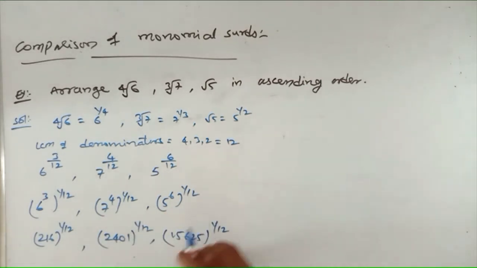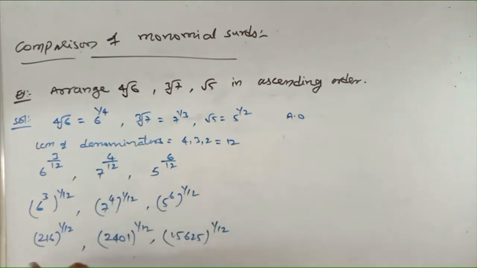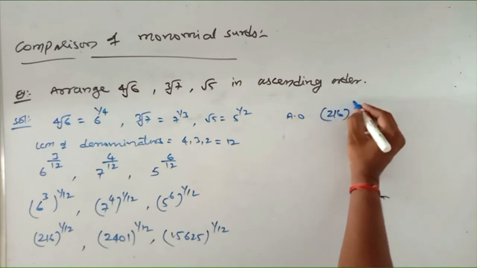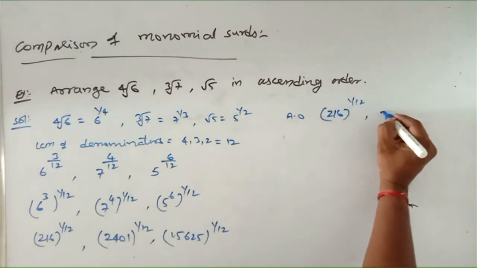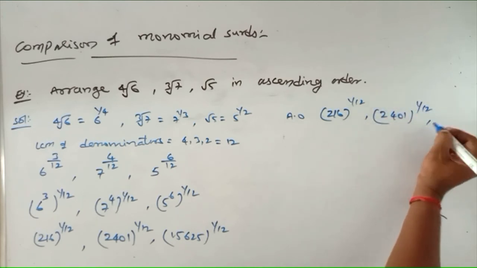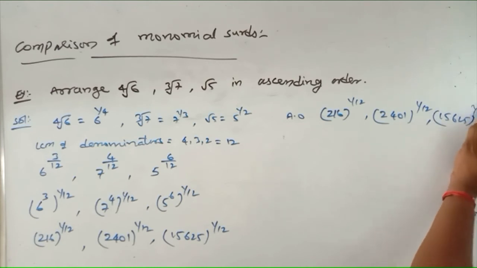Okay, I am arranging in ascending order. Ascending order means smallest to largest, because all the powers are equal. Now I am going to compare only the bases. Which is the smallest base here? 2 to the power of 16 whole to the power of 1 by 12, comma, 2401 whole to the power of 1 by 12, comma, 15625 whole to the power of 1 by 12.